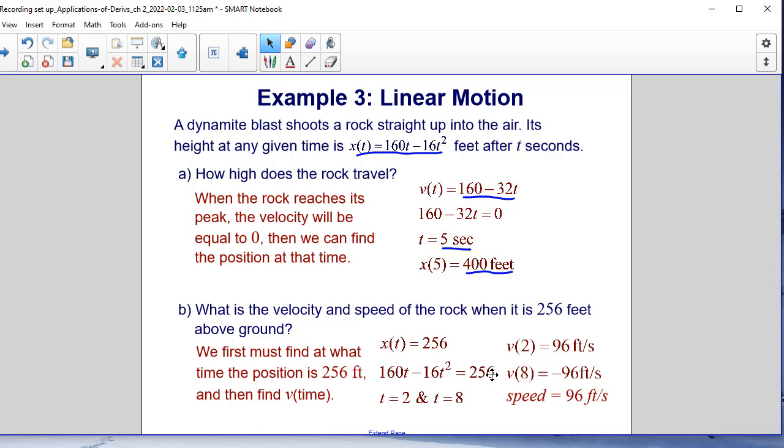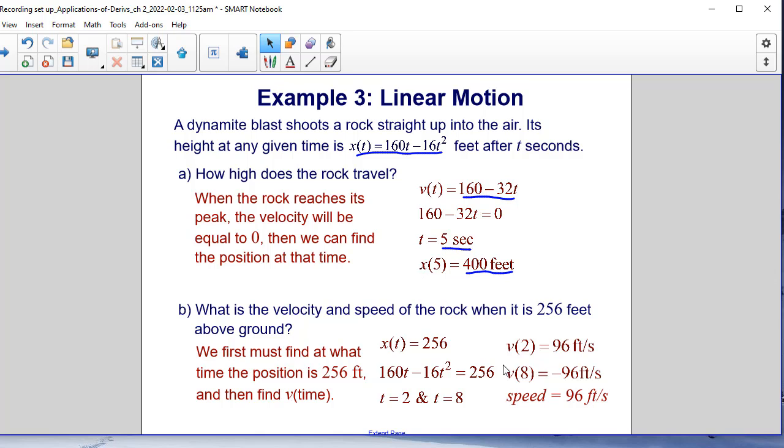This is a quadratic, so I'm not going to take the time to solve that. If you need to review solving quadratics, you can pause the video and work that out. But when we solve that, we find out that it happens at two spots. The rock will be 256 feet above the ground on its way up at 2 seconds, and on its way back down, it'll also be 256 feet at 8 seconds. The velocity at those two times will be 96 feet per second, and we get that by plugging 2 and 8 into the velocity formula.